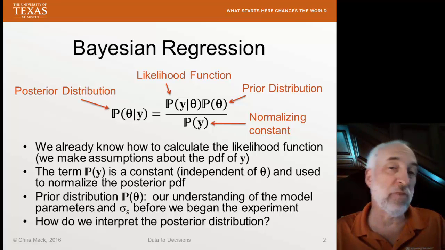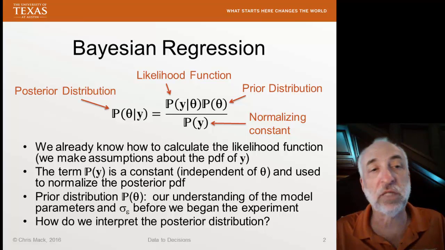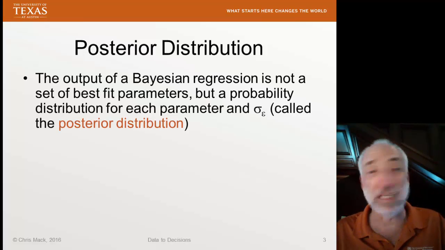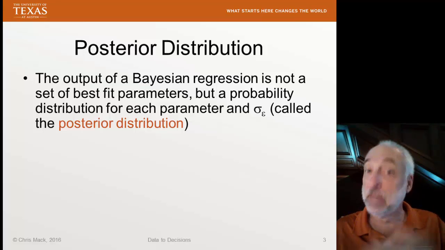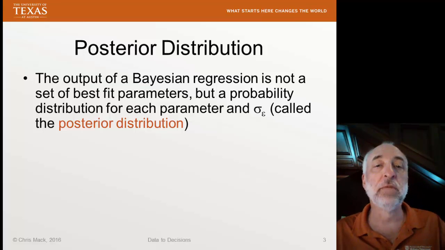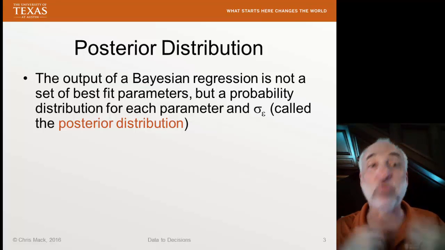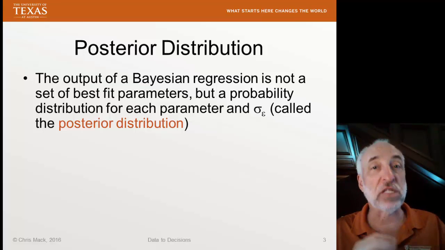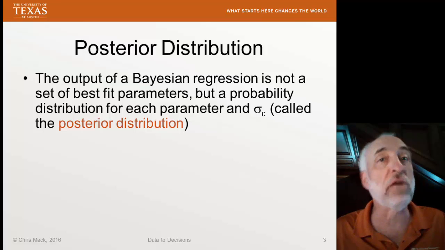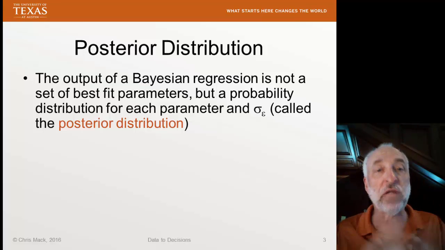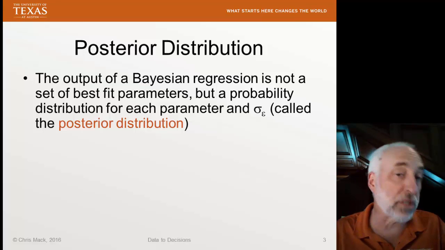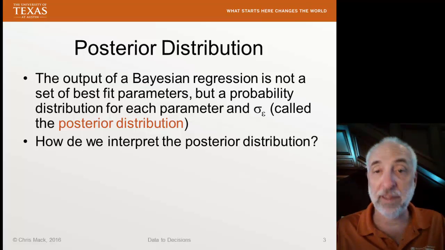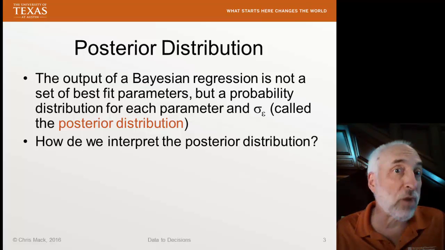And the question you might have been thinking about is, how do we interpret this posterior distribution? So the output of a Bayesian regression is not a set of best fit parameters like we get with maximum likelihood estimation. Instead, its output is a probability distribution for each of the parameters and a probability distribution for the variance or standard deviation of the error term. We call this output probability distribution the posterior distribution, and it then becomes our goal to interpret this posterior distribution in some way that makes sense for our problem.